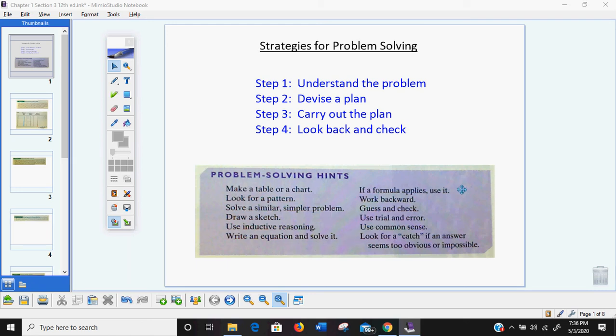If a formula applies, use it. Work backwards. Sometimes that's the only way to get it. Or guess and check. I mean, just try a number, see if it works. Keep guessing until you get it narrowed down. Use trial and error, which is very similar to guess and check. Use common sense and look for a catch if the answer seems too obvious.